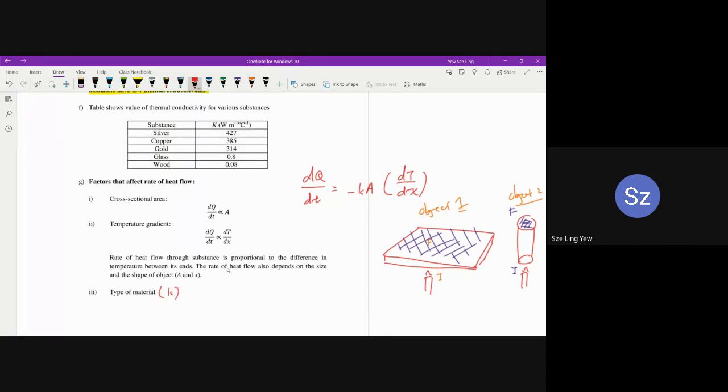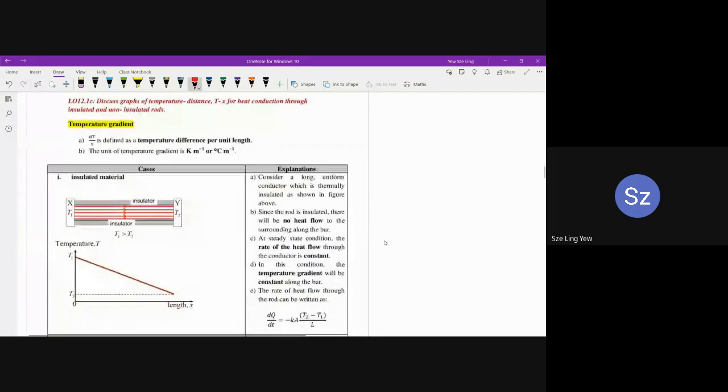If you are given two different objects, but they are both made of the same material, then they will have the same K, regardless of the shape, regardless of the initial and the final temperature. As long as they are made from the same material, they have the same K. So what is a temperature gradient? Temperature gradient is defined as the temperature difference per unit length, dT over dx. The unit of temperature gradient is Kelvin per meter or degrees C per meter.